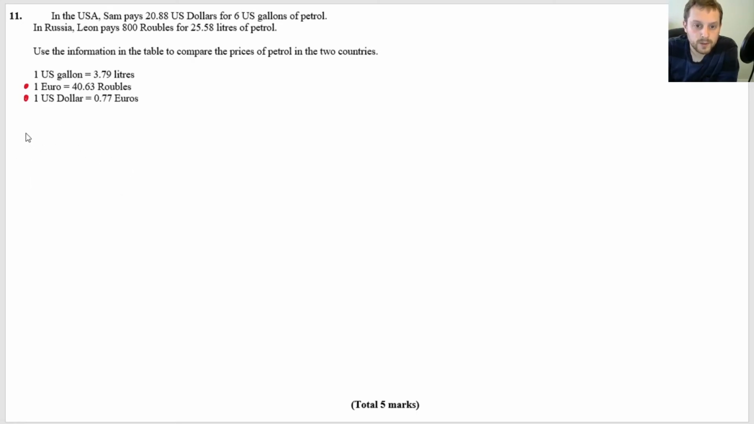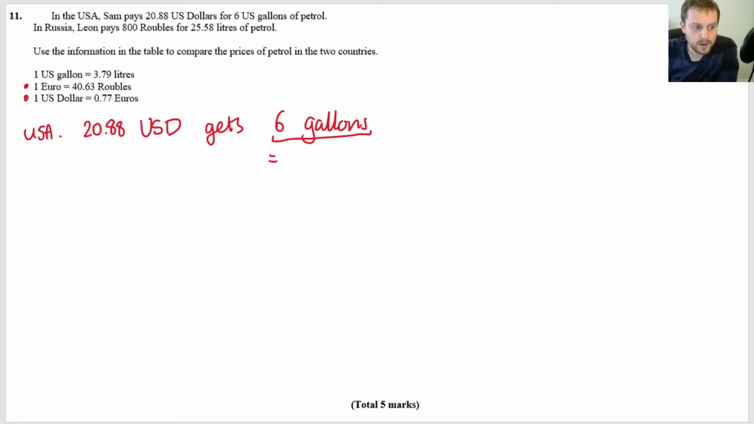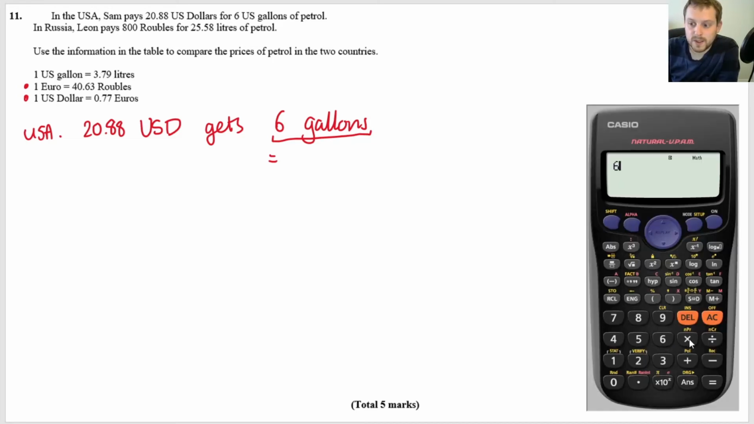So let's first of all do USA. So we've got 20.88 US dollars gets 6 gallons. Straight away I can convert that into liters. It's not that hard to do that because 1 gallon is 3.79 liters. So 6 gallons will be 6 lots of 3.79 liters, because every single US gallon is 3.79 liters, right? 1 gallon is bigger than 1 liter. So this is 22.74 liters.